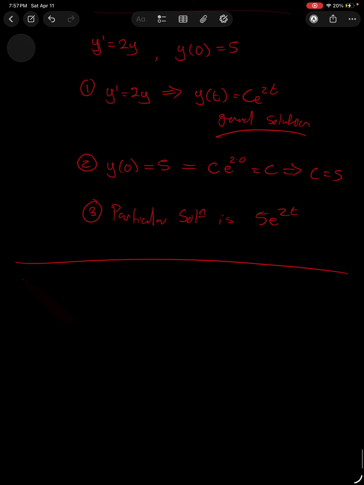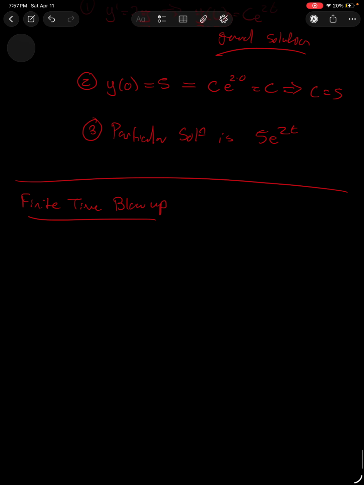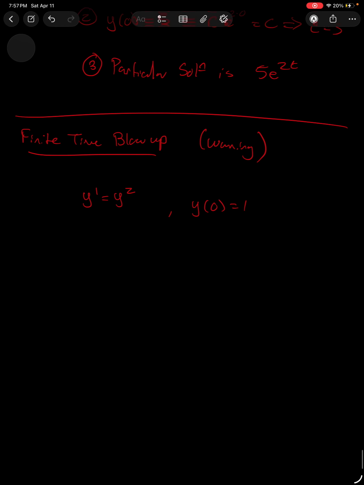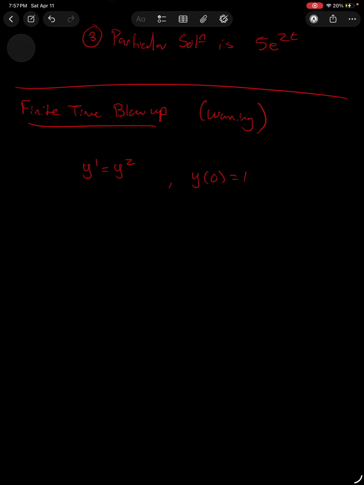Okay, I want to talk about a danger now called finite time blowup. The finite time blowup, this is a warning to you, is something that occurs with nonlinear differential equations. So consider the differential equation y prime equals y squared with the initial condition y of 0 is 1. It looks similar to the differential equation y prime equals y, but there are some major differences with regards to how it is solved.